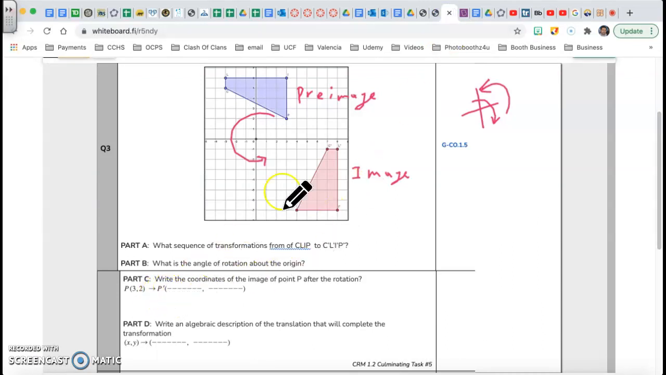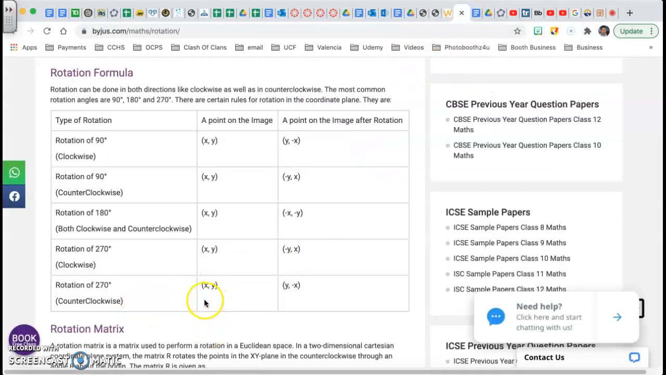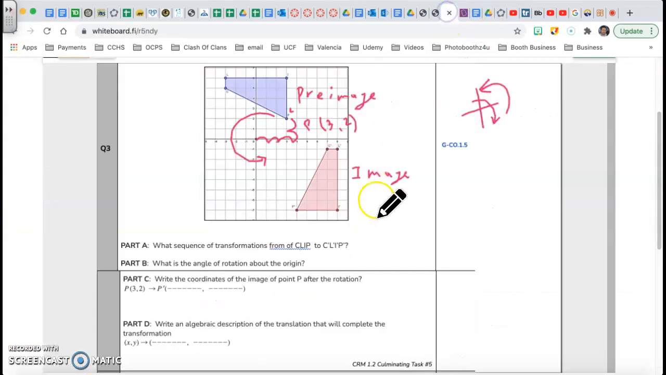So they're talking about point P. Point P is this point. So it's 1, 2, 3, and 1, 2. So point P is (3, 2). All right, but we're rotating 270 counterclockwise. So my point (3, 2) becomes (y, negative x). My P prime becomes (y, negative x). What that means is the y turns into x, so it's going to be 2, and the x turns into y, and it becomes negative 3. So P prime is (2, negative 3). So these are the coordinates for this point on the end.